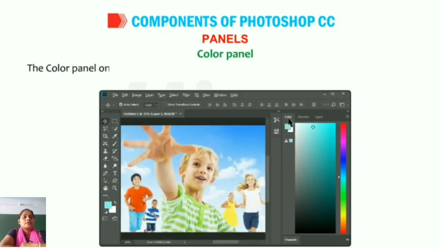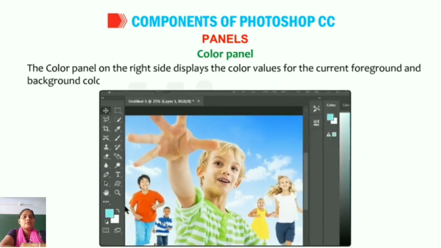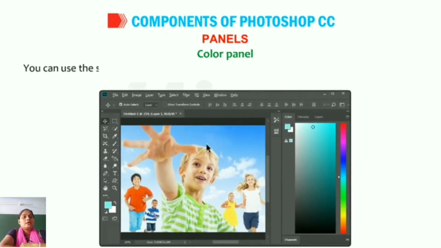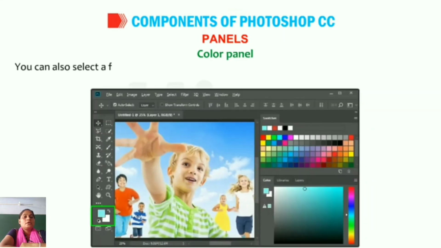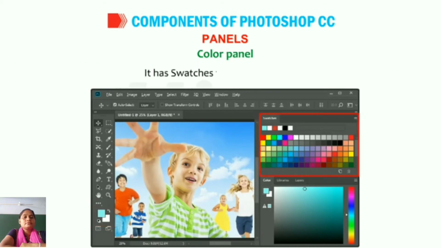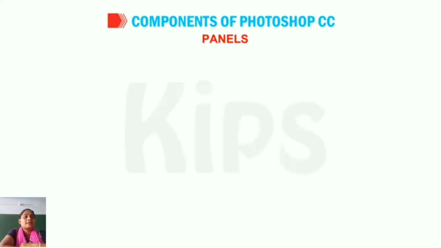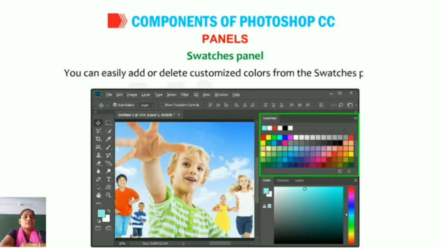Color panel. The Color panel on the right side displays the color values of the current foreground and background colors. You can use the sliders in the Color panel to change the foreground and background colors using different color modes. You can also select a foreground or a background color from the spectrum of colors displayed at the bottom of the panel. It has a Swatches tab to the right of it. Swatches panel. The Swatches panel stores the most frequently used colors. You can easily add or delete customized colors from the Swatches panel.